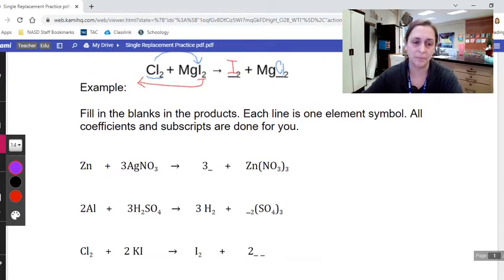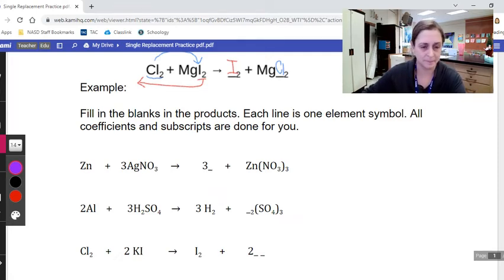In these examples, you're going to fill in the blanks in the products. Each line is one element symbol. All the coefficients and subscripts are done for you. So wherever you see a small line, that's where you need to put the 1-letter or 2-letter symbol of an element. It's the only thing you need to do. Let's try the first example.